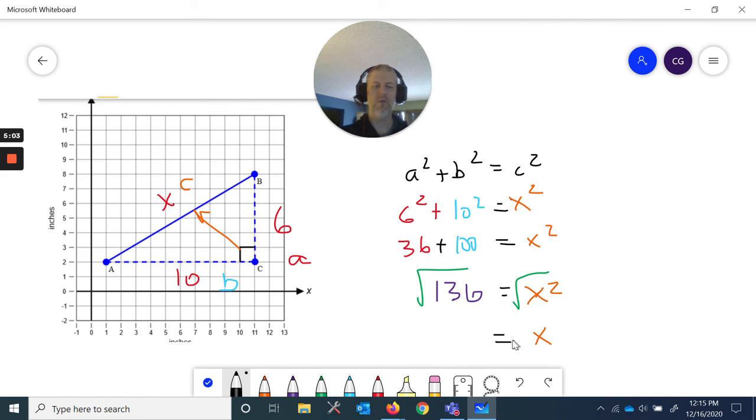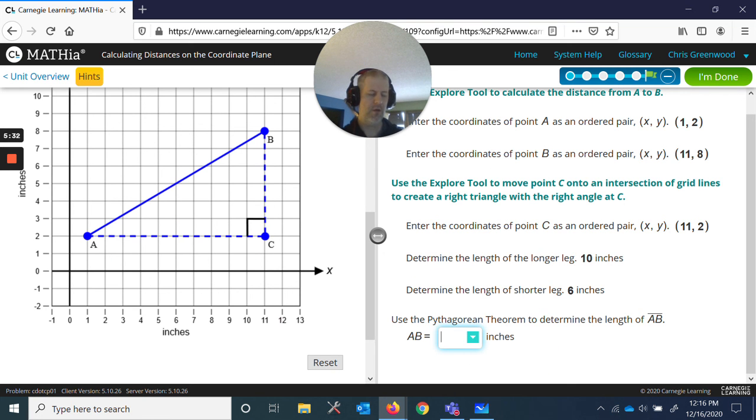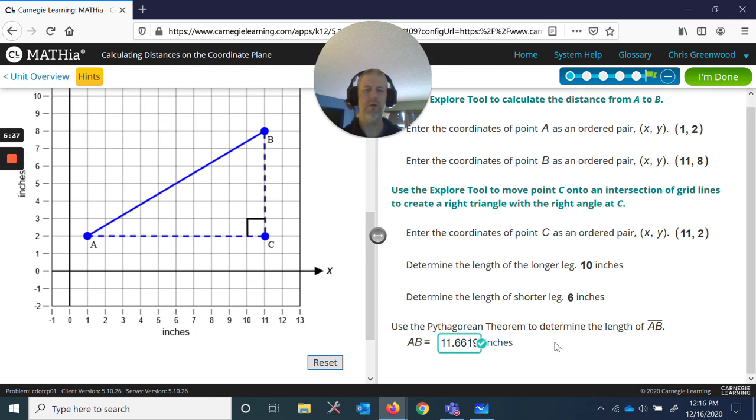So x equals, I've got to go pop my calculator open over here. Give me just a second. You can use a decimal scientific calculator, which is great, or you can use your phone, whichever you like better. In my scientific calculator, I got 11.6619. I always like to go to one or three decimal places, but MATHia likes four for some reason. So the length of this segment AB is 11.6619. If we go back over here, 11.6619, hit enter, we get the check mark, and we're good to go.